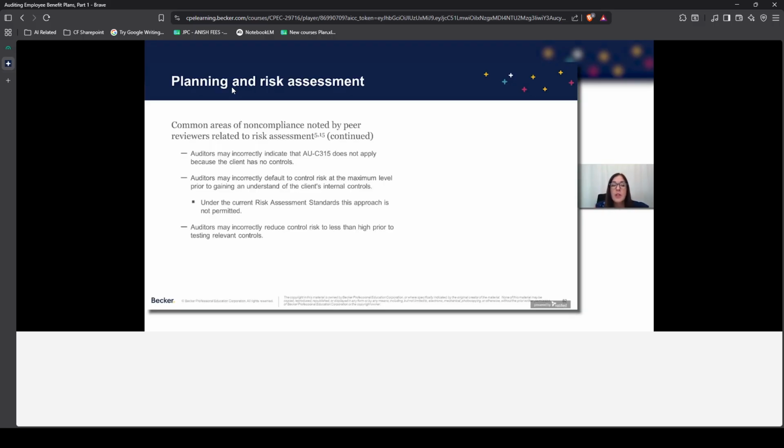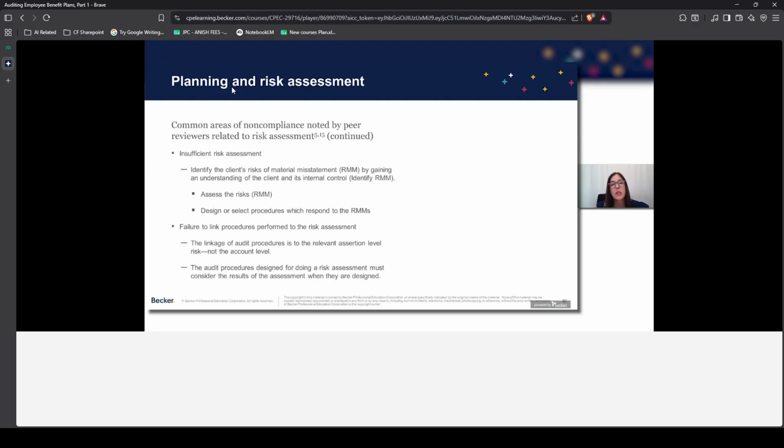Other areas include the fact that they reduced control risk without testing the relevant controls. You cannot reduce that control risk unless you test those controls. Other areas include insufficient risk assessment. They have identified the client's risk and material misstatement by gaining an understanding of the client and its internal control.